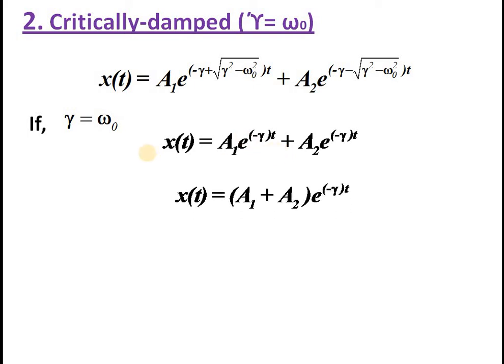So you can combine a1 and a2 now: a1 plus a2 times e raised to minus gamma t. Or a1 plus a2 can be made equal to some other constant, say a. So we get the final solution as x of t is equal to a e raised to minus gamma t.